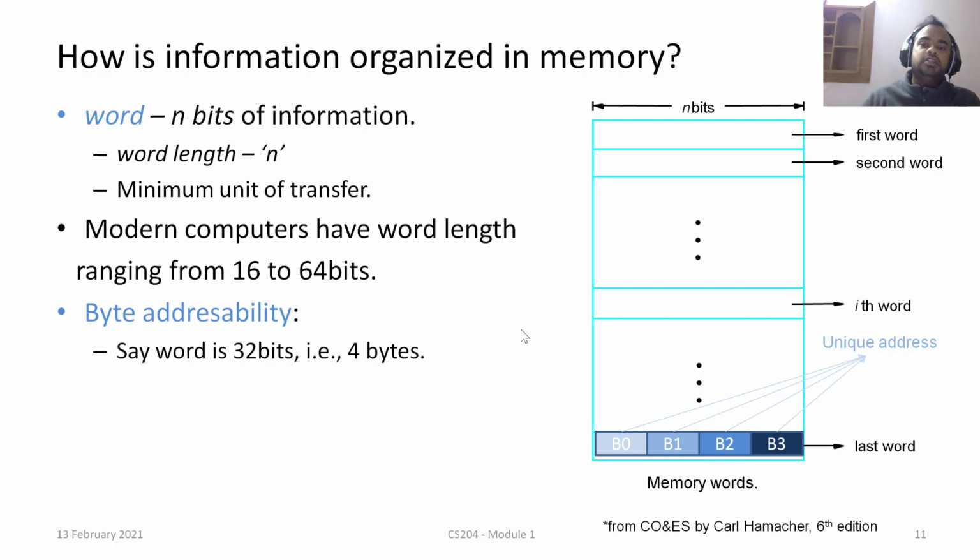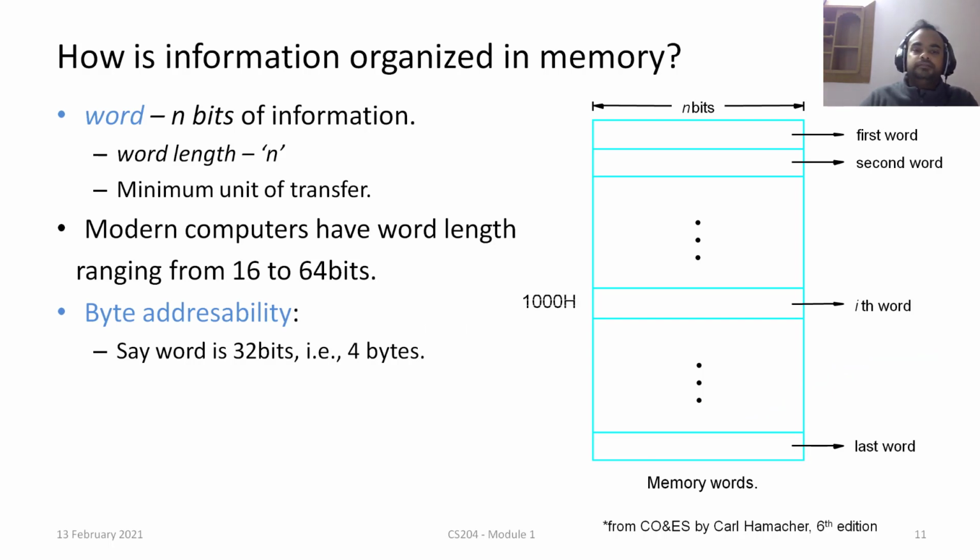So how does the memory respond if we send a byte address? Let's say we send the address of B2. Will it send only B2, or will it send B0, B1, B2, B3, or would it send, let's say, B2, B3, B4 and B5? Those also can form one other word, right? Accordingly, we have the notion of word alignment.